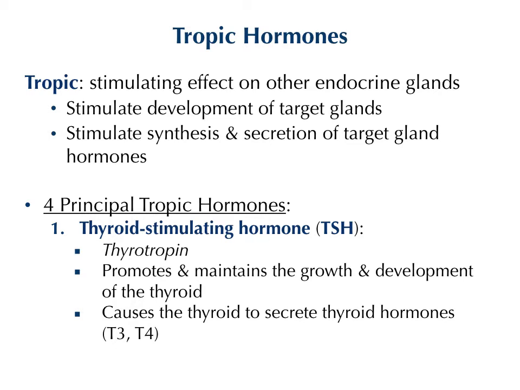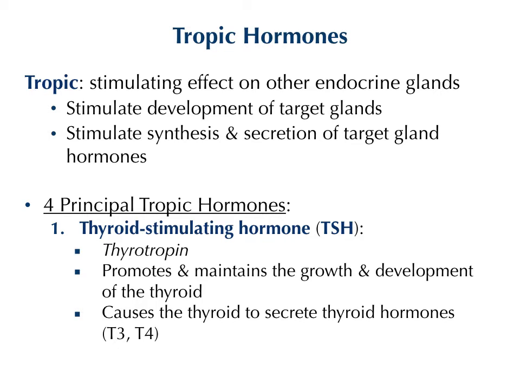So let's look at these four principal tropic hormones, beginning with thyroid stimulating hormone, TSH. It's also known as thyrotropin or thyrotropic hormone, but usually in common parlance, everybody refers to it as TSH. It is a pituitary hormone that stimulates the thyroid gland to produce its functional hormones, thyroxine, T4, and triiodothyronine, T3, which stimulate the metabolism of almost every tissue in the body.